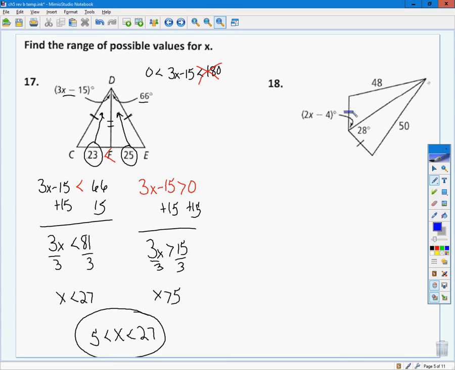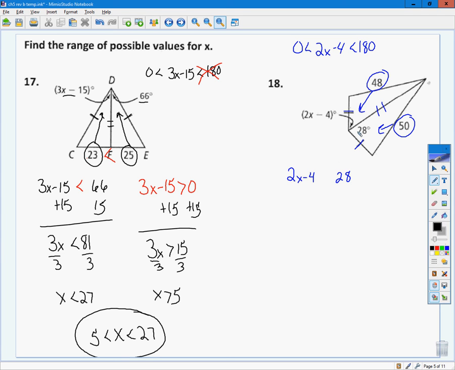I noticed that I had two sides marked as congruent. This side is reflexive. The third side is different. So the angles that are across from the third side are also going to be different. 2x minus 4 is going to get compared to 28. 2x minus 4 could be compared to 0, but it could be compared to 180. And we determine which one we're going to compare it to after we set this one up.